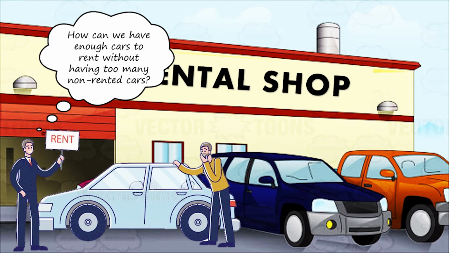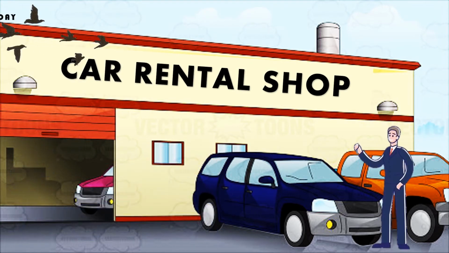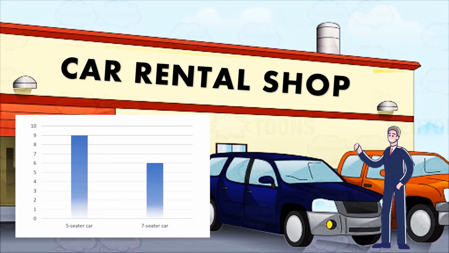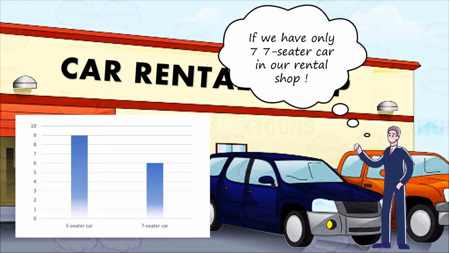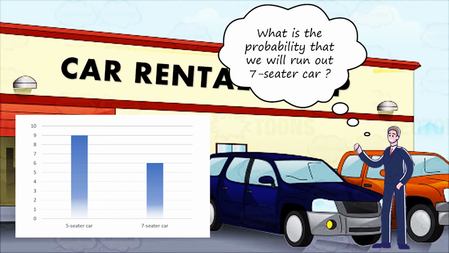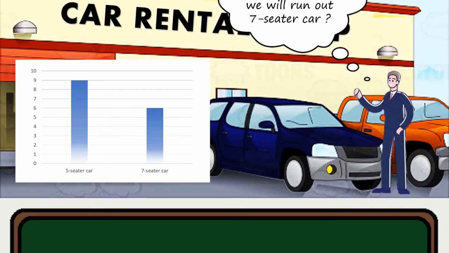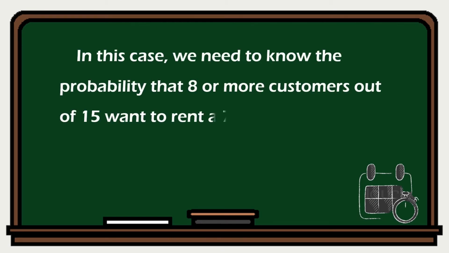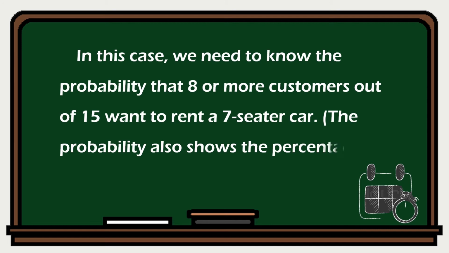So assume that we can accept 15 rentals on the busiest day, and historically, 60% of our customers rent a 5-seater car and 40% rent a 7-seater car. If we decide to have only 7-seater cars, what is the probability that we will run out of 7-seater car rentals on any specific day? In this case, we need to know the probability that 8 or more customers out of 15 want to rent a 7-seater car.